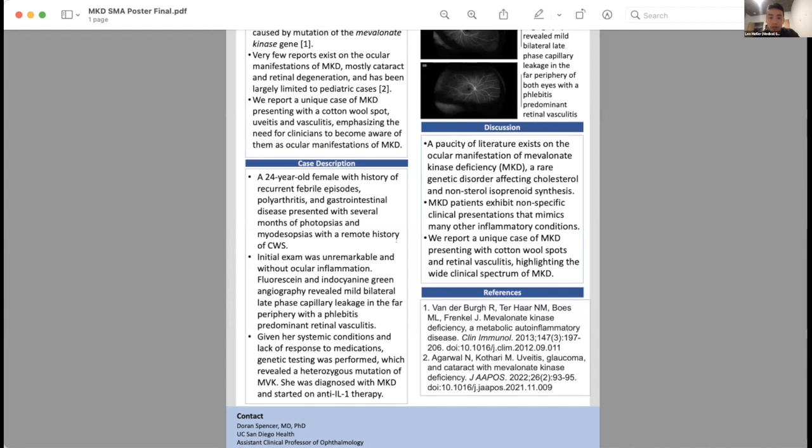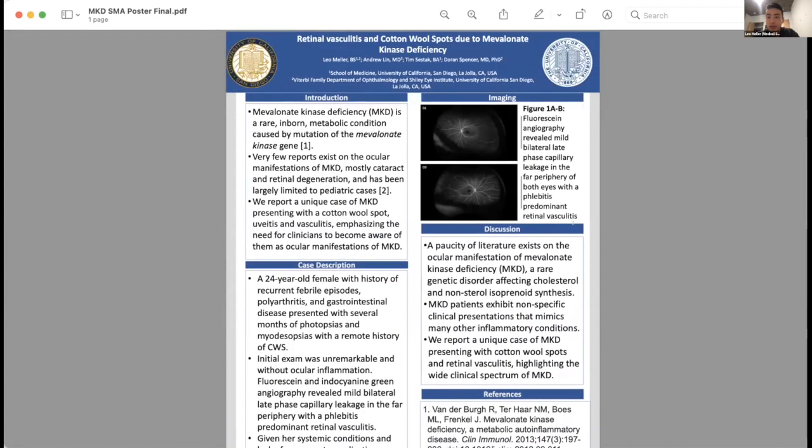Given her systemic condition and lack of response to medications, we ran genetic testing, which revealed a heterozygous mutation of mevalonate kinase. She was diagnosed with MKD, which is a deficiency of mevalonate kinase, and she was started on anti-IL-1 immune therapy. And here are two images showing fluorescein angiography with mild bilateral late phase capillary leakage in the far periphery of both eyes with predominant retinal vasculitis.